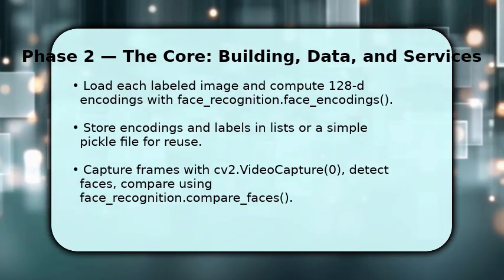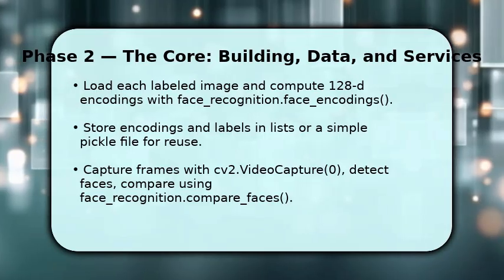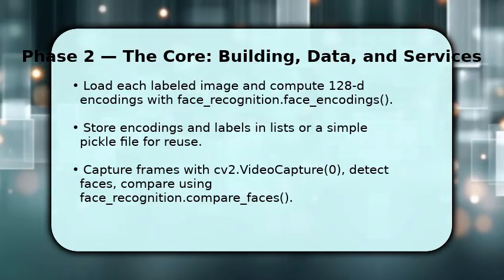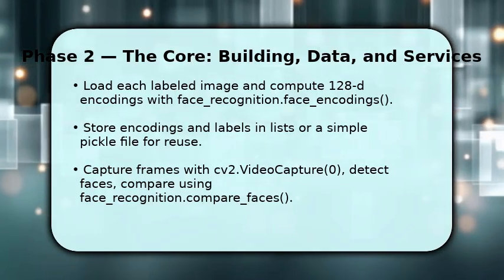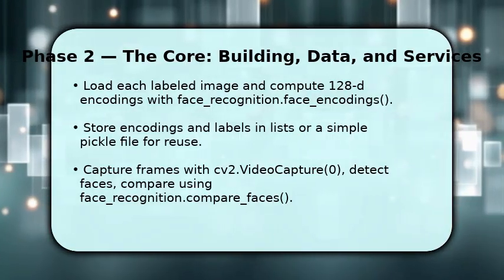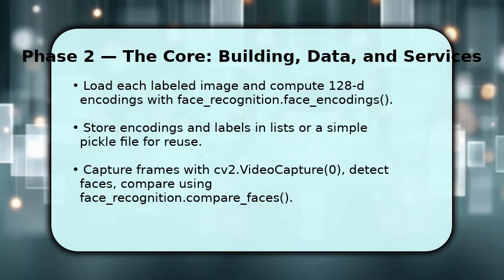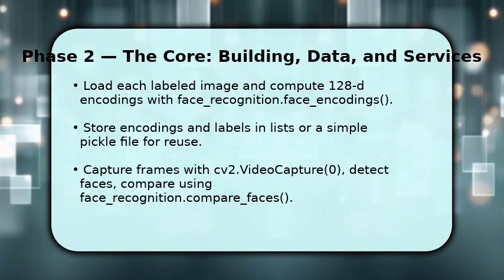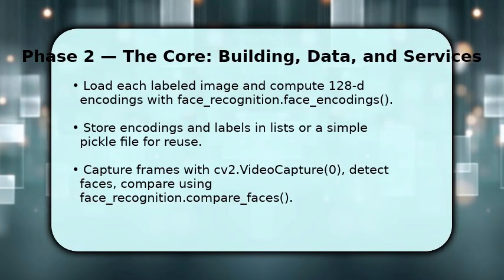Once saved, open the webcam with cv2.VideoCapture, grab frames, and locate faces using face_recognition.face_locations. For each face, compute its encoding and use face_recognition.compare_faces plus face_recognition.face_distance to find the best match and a confidence estimate, then draw the label on the frame.